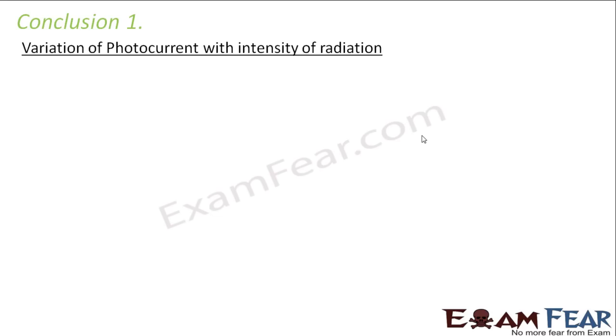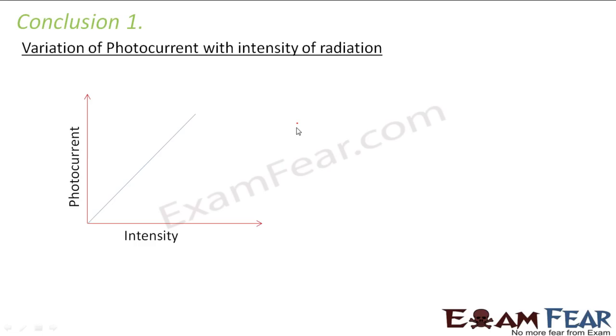So when we increase or decrease the intensity of the radiation, it was observed that the photocurrent increased linearly with the increase in intensity. Now, what is this photocurrent actually? Photocurrent is nothing but the number of photoelectrons per unit time, right? Current is nothing but the number of electrons flowing per second. Similarly, it is the number of photoelectrons per second.